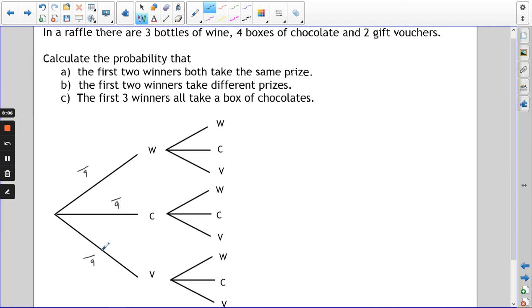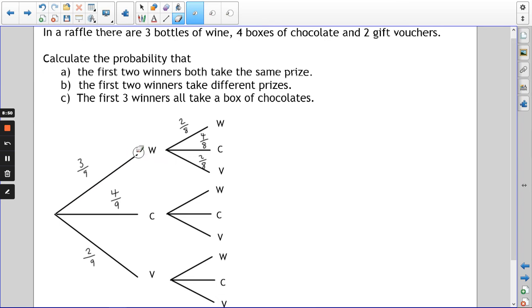So when the first winner gets up and goes to get their prize, there's a 3 out of 9 chance they'll take the wine. There's a 4 out of 9 chance they'll take the chocolate. And there's a 2 out of 9 chance they'll get the gift vouchers. Okay. So let's now have a look at this top little clump of workings here. And why are we up here? It's because the first winner has taken one of the bottles of wine. So the chance of the next person getting wine, well, there's only 2 bottles of wine left, and there's now only 8 prizes. There's still 4 boxes of chocolate left, but out of 8, and there's still 2 gift vouchers left, but again, out of 8. And 2 add 4 add 2 is 8.